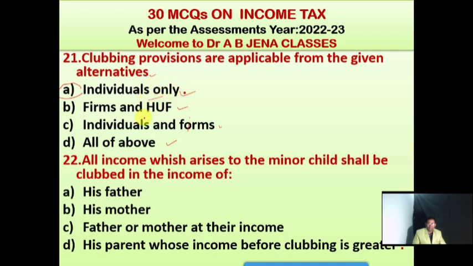Next one, MCQ: all income which arises to the minor child shall be clubbed in the income of option A, his father. B, his mother. C, father or mother at their choice. D, his parents whose income before clubbing is greater. So the right option is D. Income which arises to the minor child shall be clubbed in the income of his parents whose income before clubbing is greater.